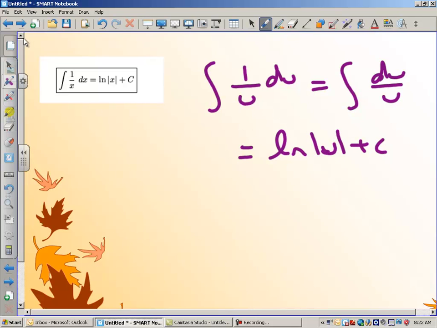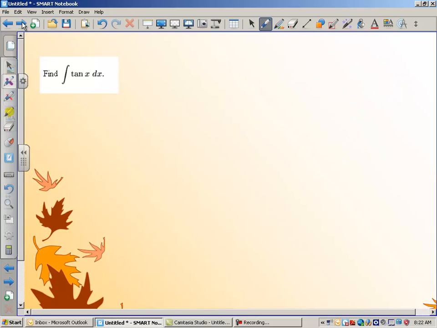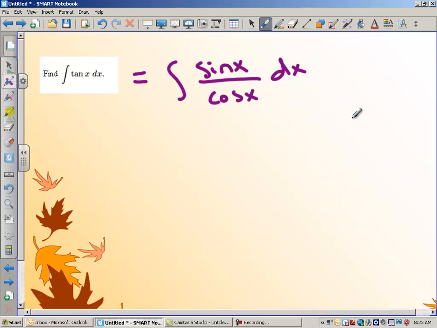Now this is going to be the reason that we can finally integrate tangent. We know the integral for sine and cosine, we know the integral for secant squared, and we know the integral for cosecant squared, but we don't know the integral for tangent, but we are going to know it now, because we can rewrite this as the integral of sine of x over cosine x dx. So let's take a look at this.